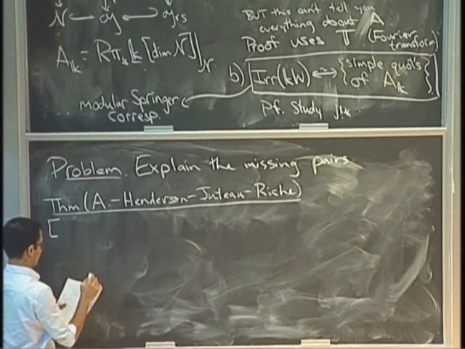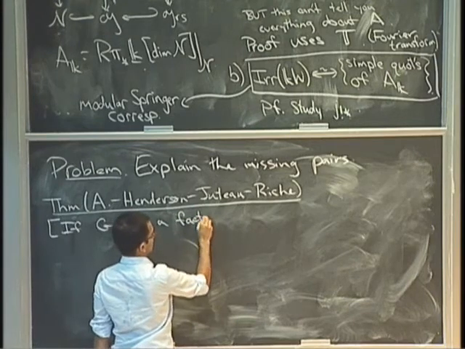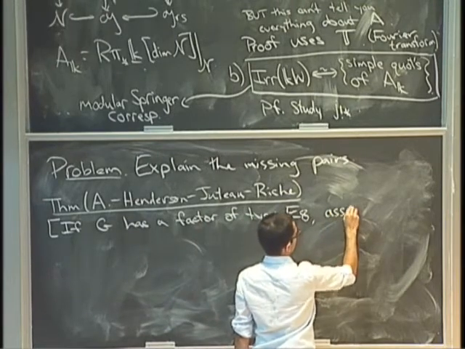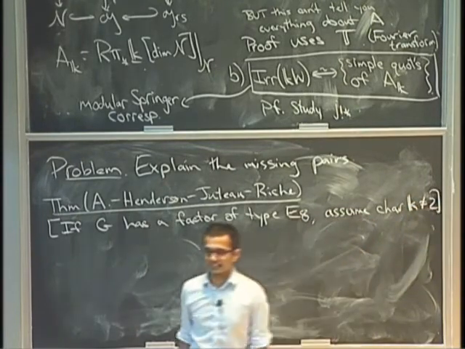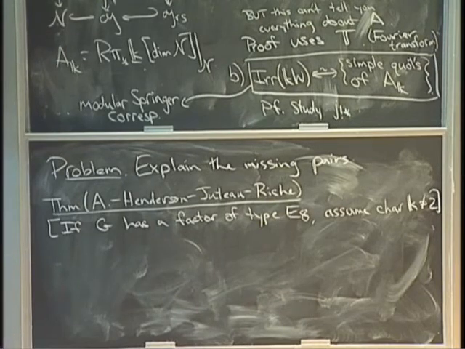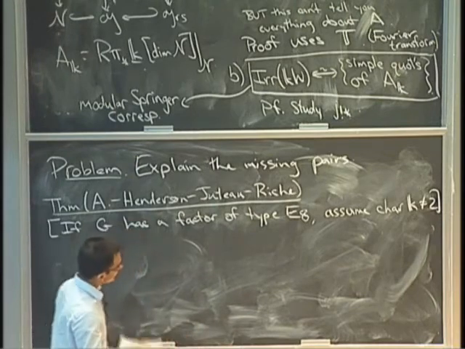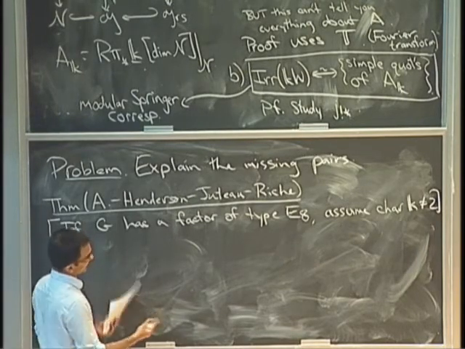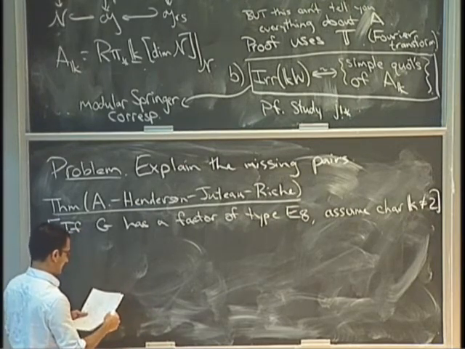There's a statement that I'm going to put at the beginning in brackets. If G has a factor of type E8, assume that the characteristic is not 2. It's in brackets because it really should be possible to delete that. It's somehow an artifact of the way the proof works at the moment. The obstacle is essentially some calculation that we don't know how to do, and the calculation is not in E8 itself; it's in E7, but it's blocking this. But it ought to be true, even in this case.